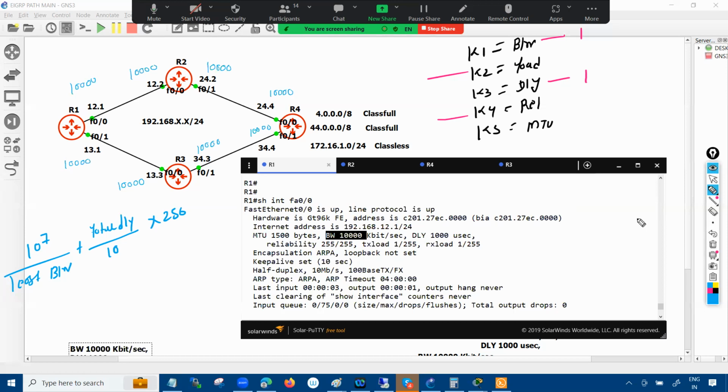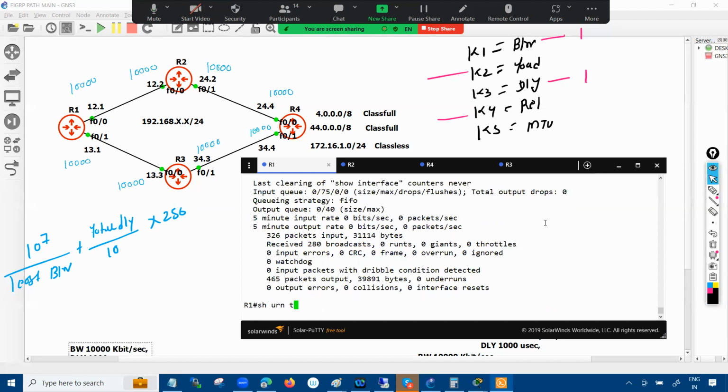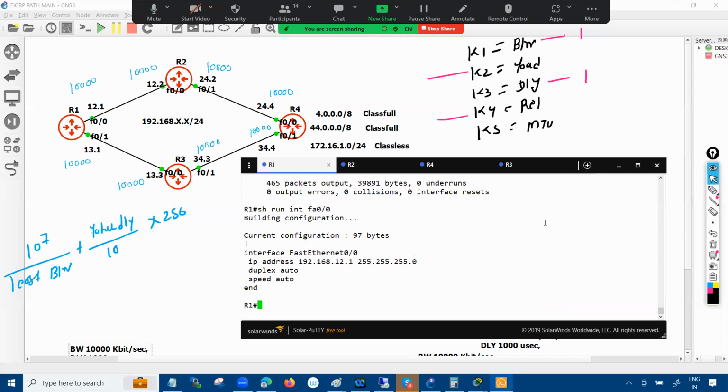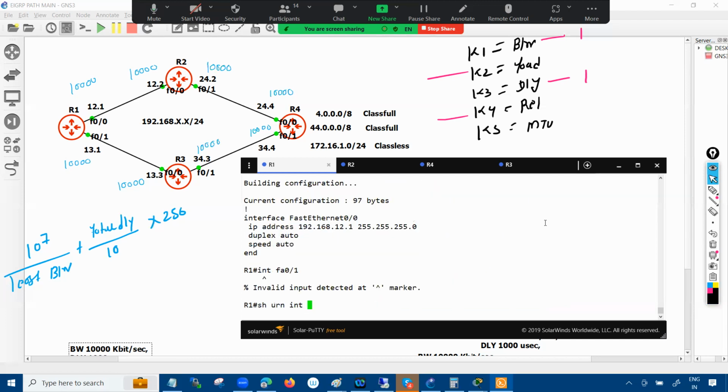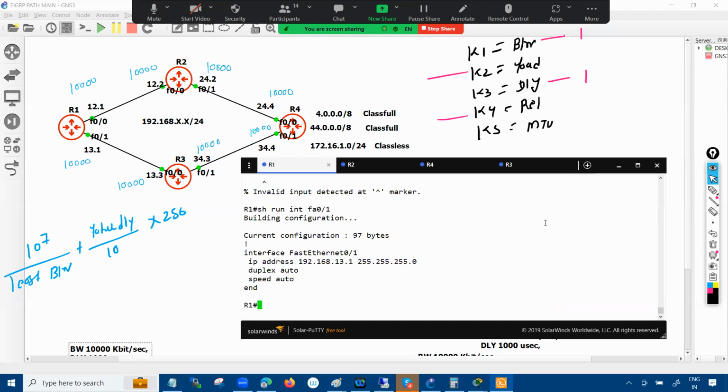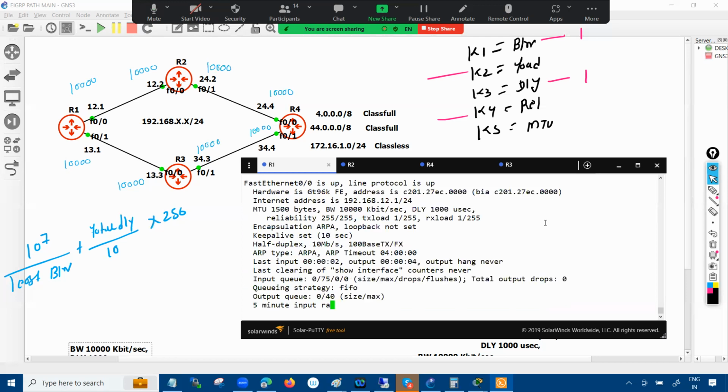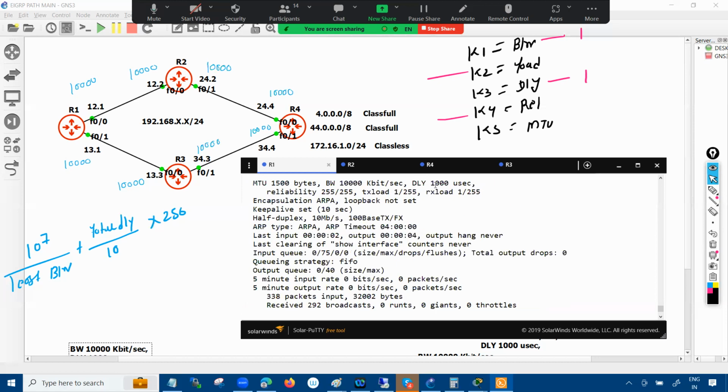And the delay is 1000 microseconds. One minute guys, I thought something had changed in the configuration, but that's fine. So the delay is 1000 microseconds. This is the bandwidth part, and if I talk about the delay, it also has 1000 microseconds.